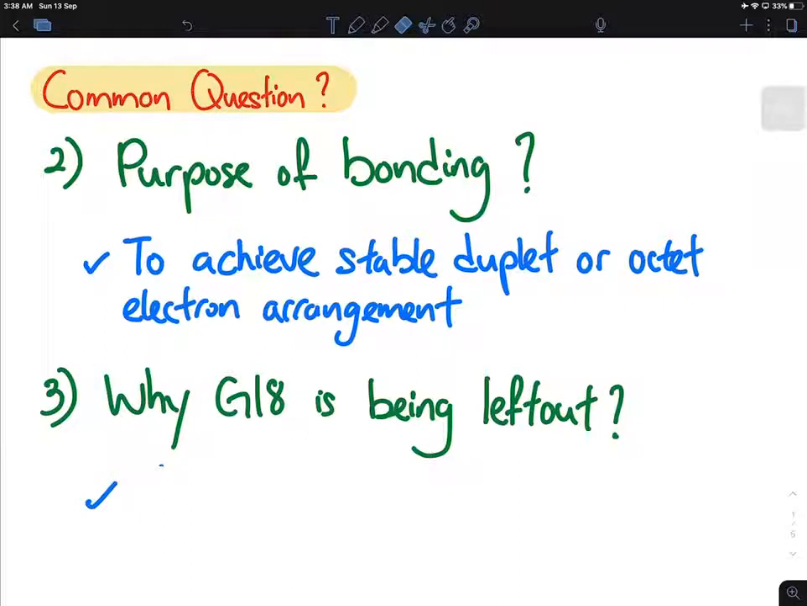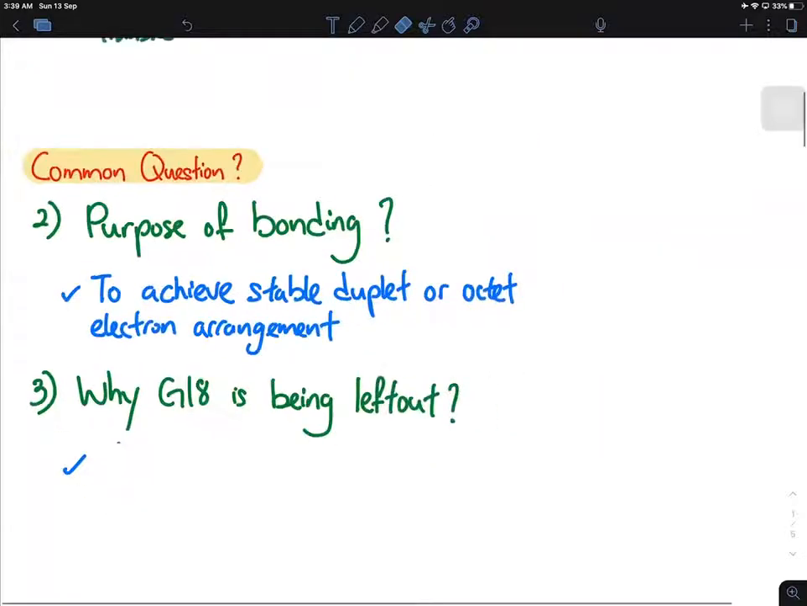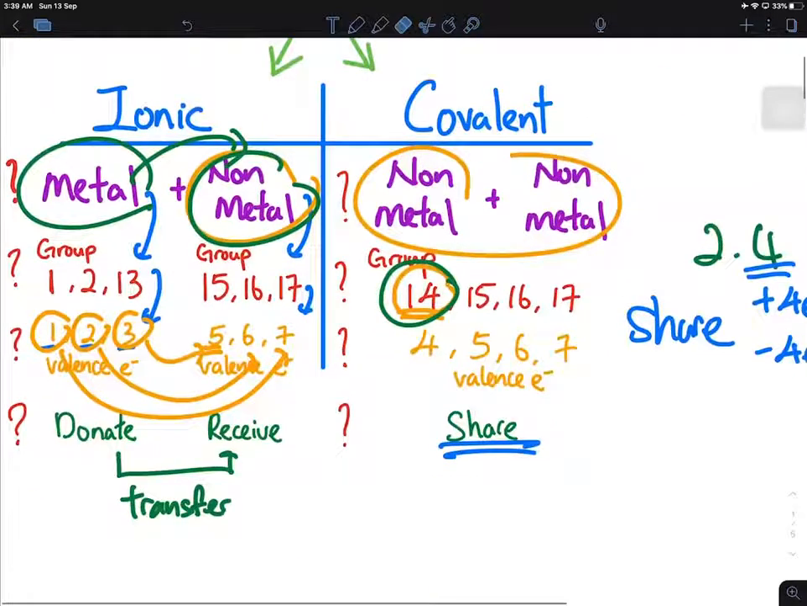You want to find a life partner to have a stable life. Next, the third common question. Why is group 18 always being left out? The meaning of left out is why it doesn't get involved in the bonding just now. We did mention groups 1, 2, 13, 14, 15, 16, and 17, but we never mentioned group 18.